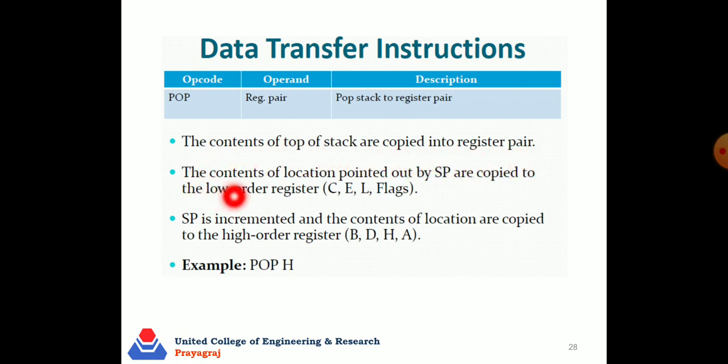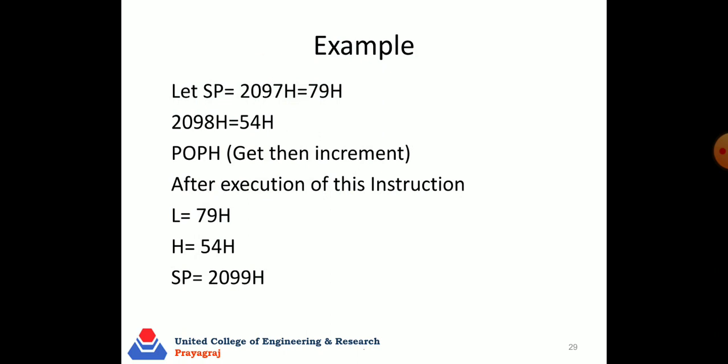The content of the location pointed to by the stack pointer is copied to the low order register, then the pointer is incremented by 1, and the content of that location is copied into the high order register. So let's take an example. Let's suppose the stack pointer value is 2097, where 2097 has 79 and 2098 has 54.